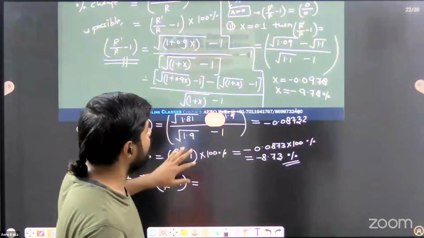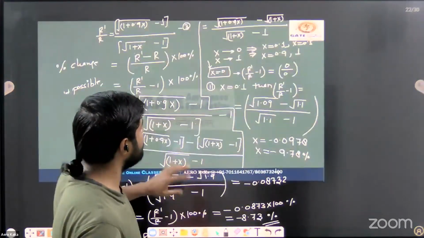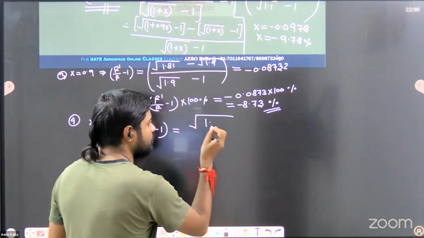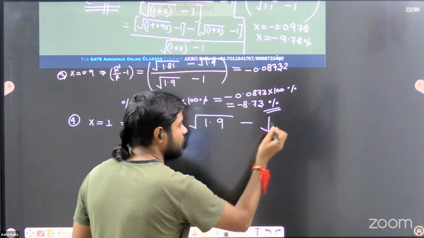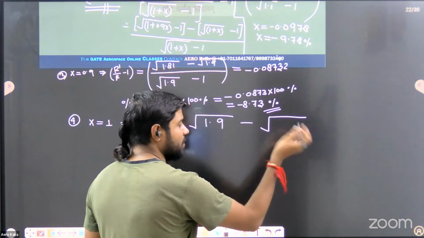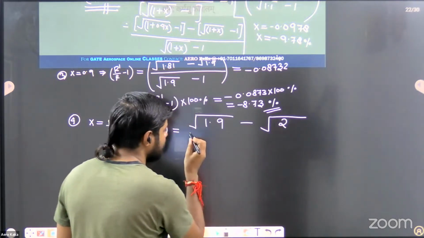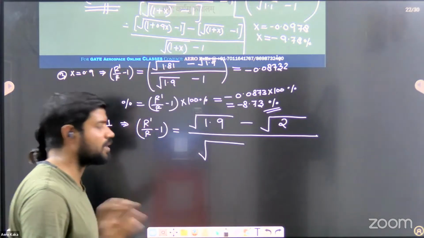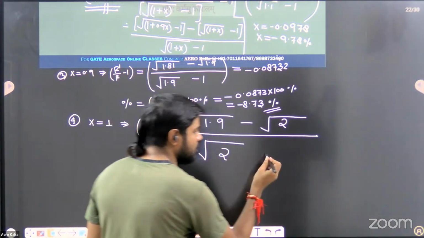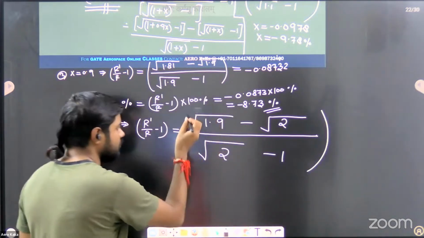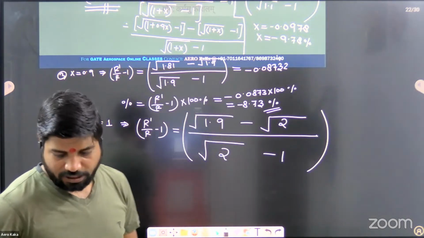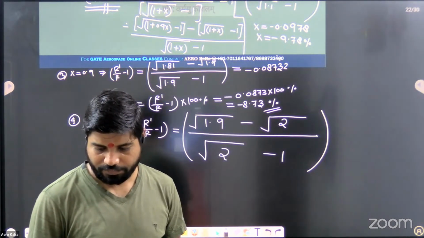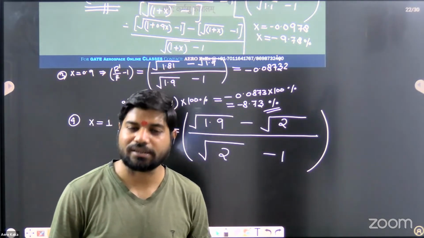Let me check. Root of 1 plus 0.9x, right? So it becomes root of 1.9, check please, minus root of how much? 1 plus x. So x here is 1, so it becomes root 2 divided by how much? Root of 1 plus x, x is 1, root 2 minus 1. Are you getting any value? Yes, how much will you get?